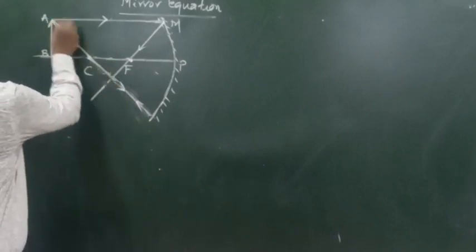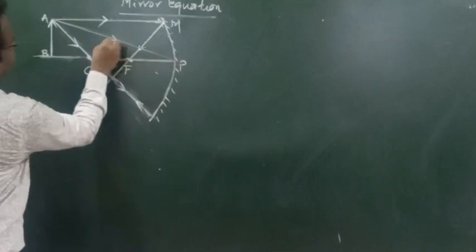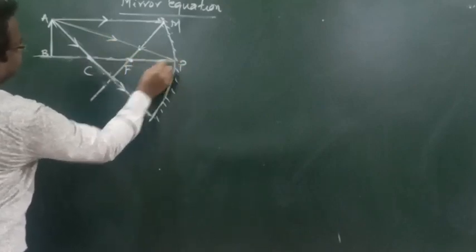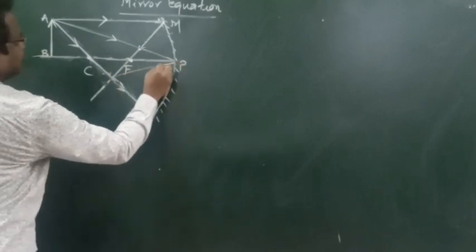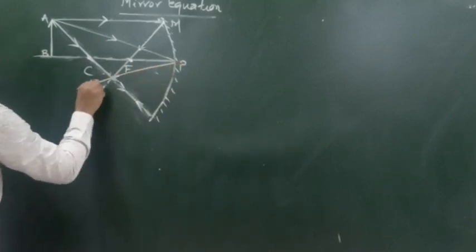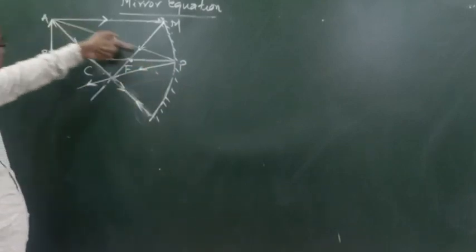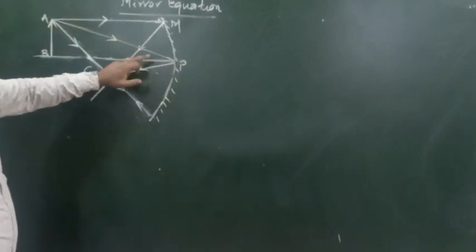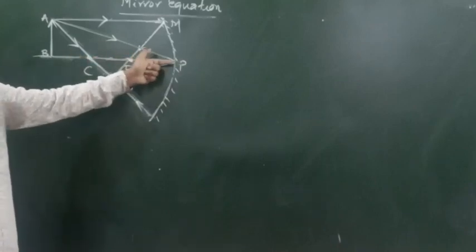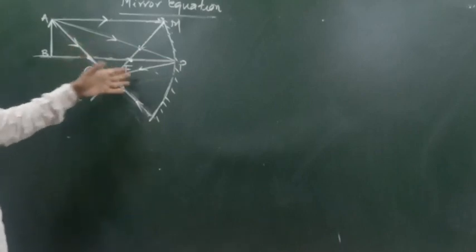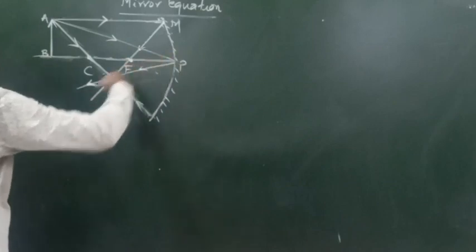Also, a ray which is incident at P at certain angle theta will be reflecting at the same angle theta. Okay, a ray which is incident at this point P at certain angle I will be reflecting at the same angle I, because CP is normal here. Okay, a line from C is always normal, so CP is normal there, so at the same inclination it will reflect.